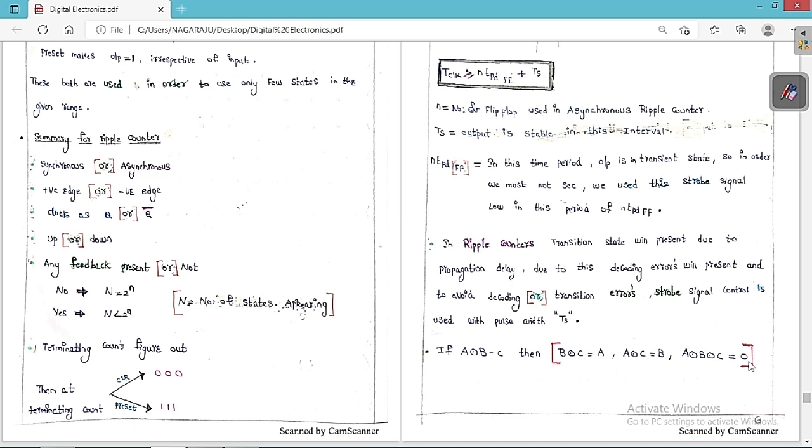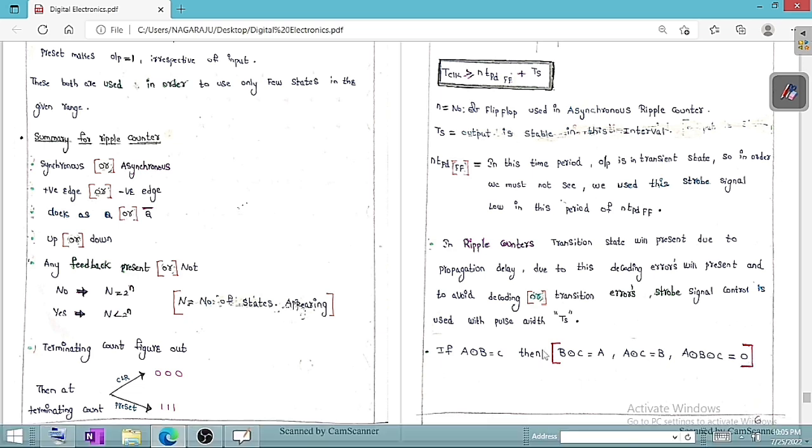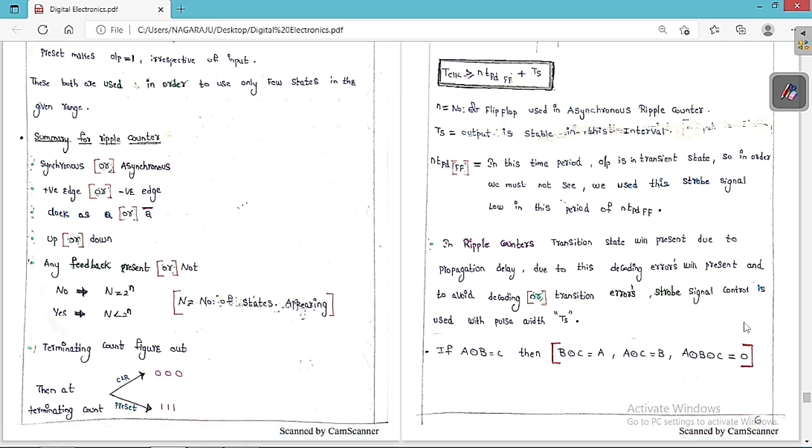Suppose if A XNOR B is equal to C, then B XNOR C is always equal to A, and A XNOR C is always equal to B. So therefore A XNOR B XNOR C is always equal to 0. So this is an important point. Suppose if this is the condition, then we are going to get all these things.